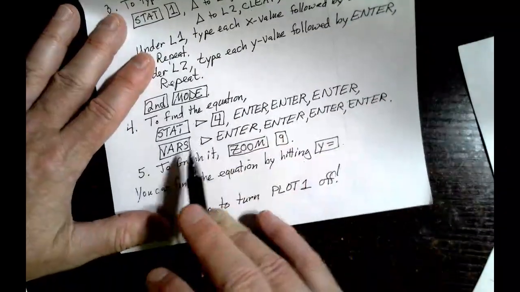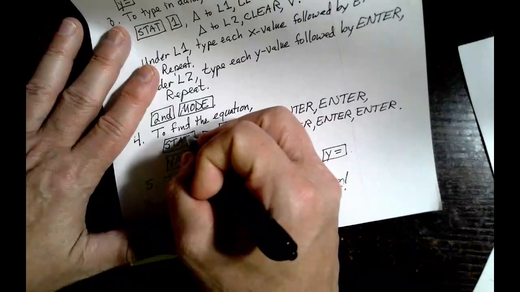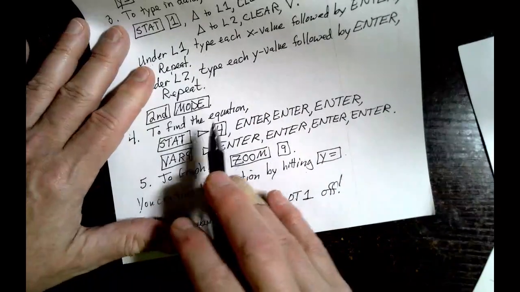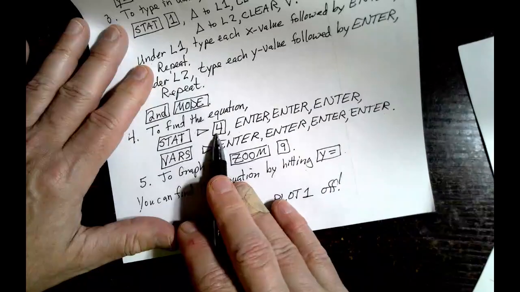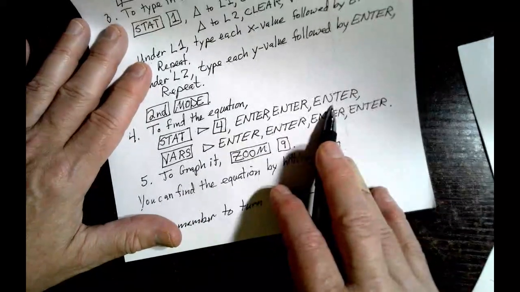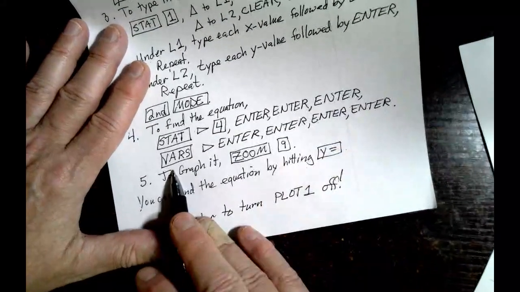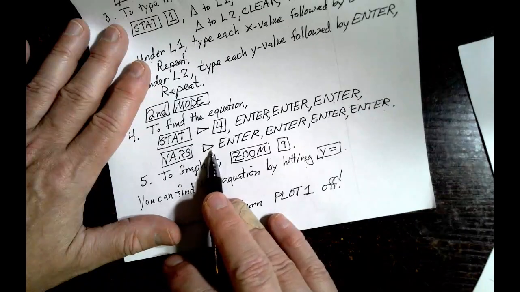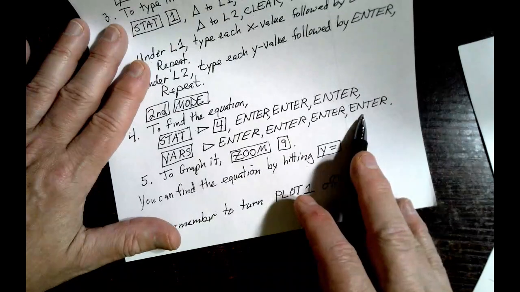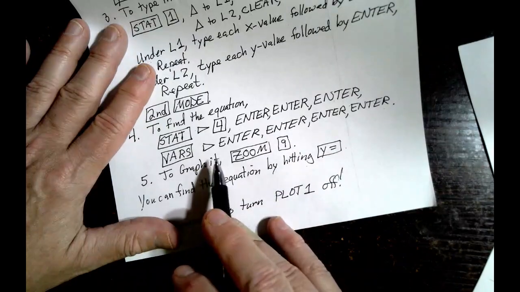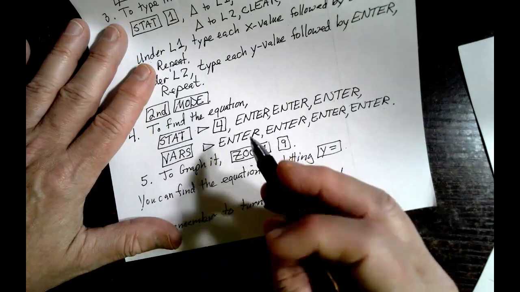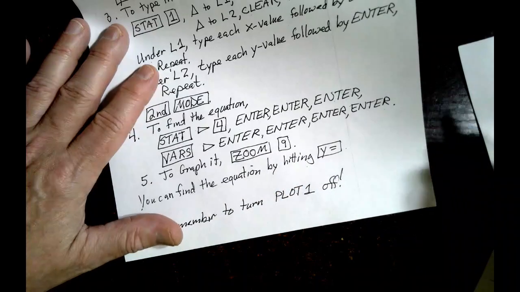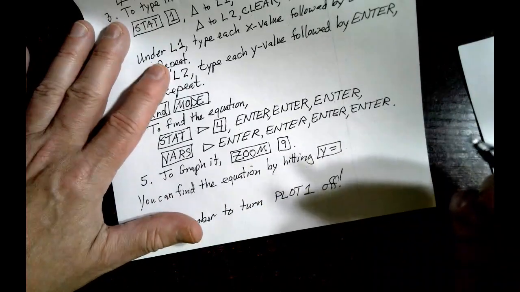Now to find your equation, since we're always finding linear equations for this section at least, stat, arrow to the right, 4. Okay, then you hit enter, enter, enter. Then you've got to find your vars button. Hit vars, arrow to the right, and then 4 more enters. And then you'll see your equation. You'll see your a and your b, and you'll even see your r squared. Remember, the closer your r squared is to 1, the better fit your numbers are.